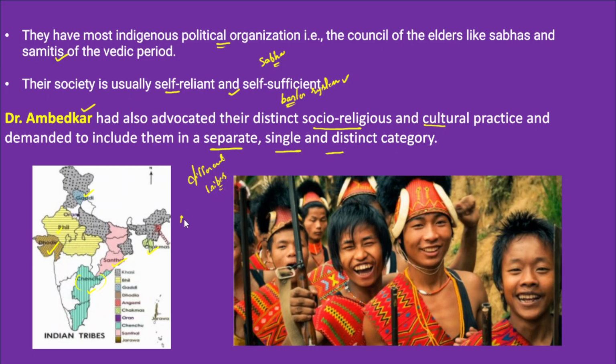For example, if you look at the Andaman and Nicobar Islands, there were tribal people like Sentinelese, Onges, Jarawas. So there were different tribal groups who are living in these Andaman and Nicobar Islands. So go through all the tribal groups in different states.